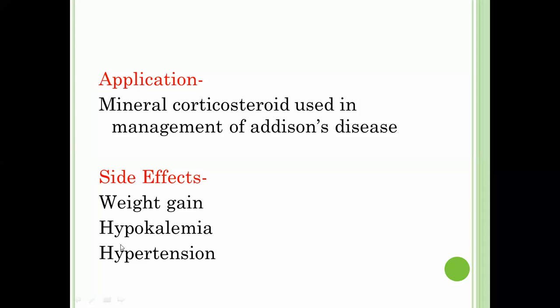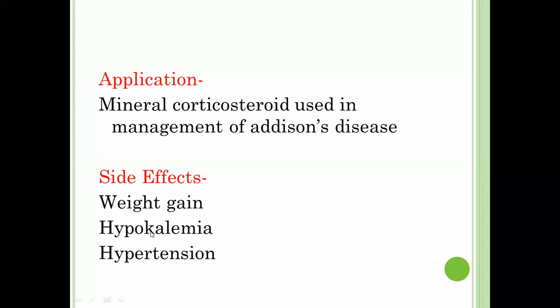Then next one is side effects: weight gain, hypokalemia, hypertension. So what is meant by hypokalemia? Decreased potassium level. So that covers the therapeutic application and side effects of mineralocorticosteroids. It is mainly applicable in which disease? Addison's disease. Then the last point in this chapter is preparation.